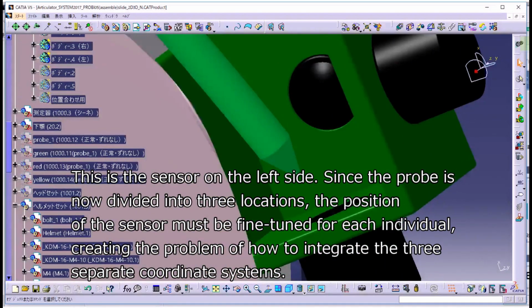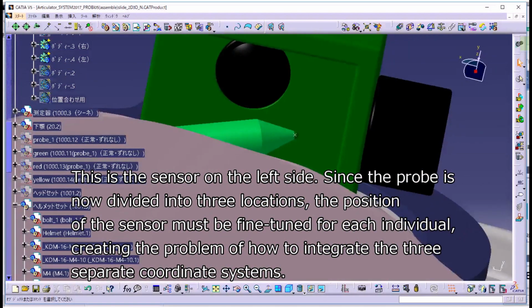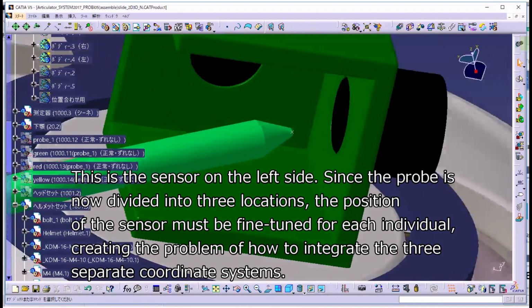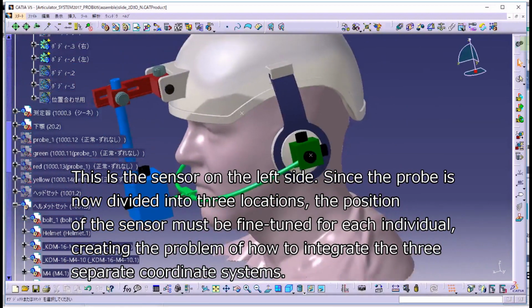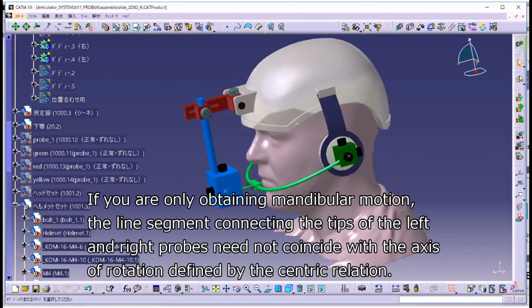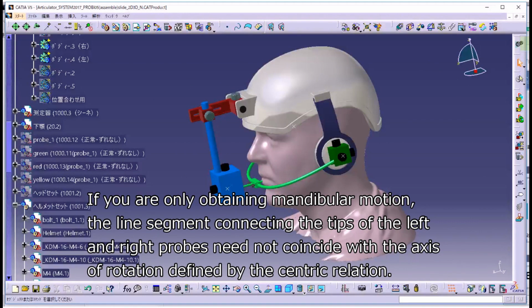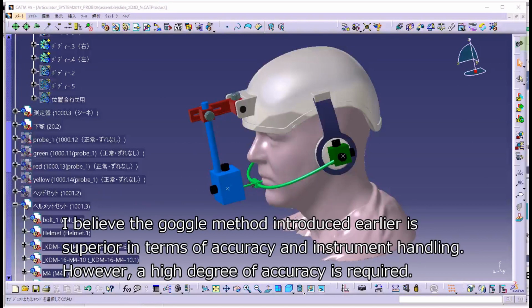Since the probe is now divided into 3 locations, the position of the sensor must be fine-tuned for each individual, creating the problem of how to integrate the 3 separate coordinate systems. If you are only obtaining mandibular motion, the line segment connecting the tips of the left and right probes need not coincide with the axis of rotation defined by the centric relation. I believe the goggle method introduced earlier is superior in terms of accuracy and instrument handling. However, a high degree of accuracy is required.